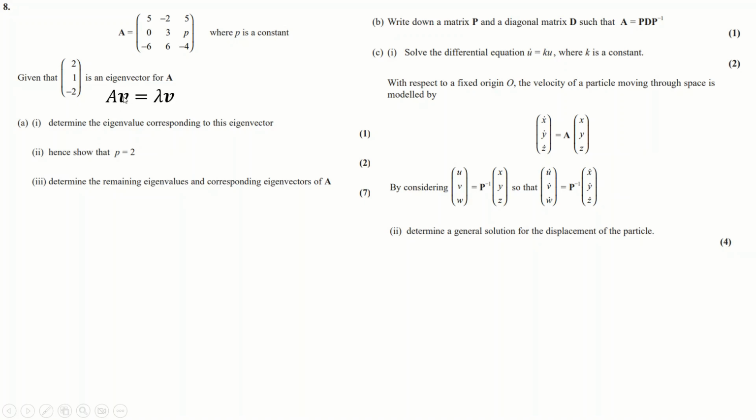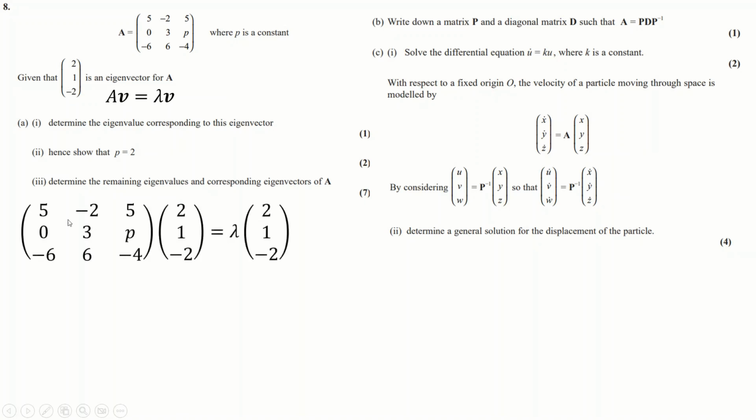Anyway, we have this, which means A times this vector here equals lambda times this vector here. And we just need to find lambda by comparing the top row maybe.